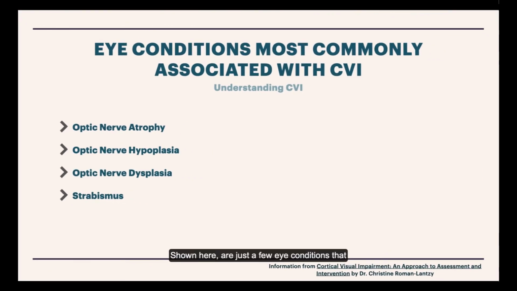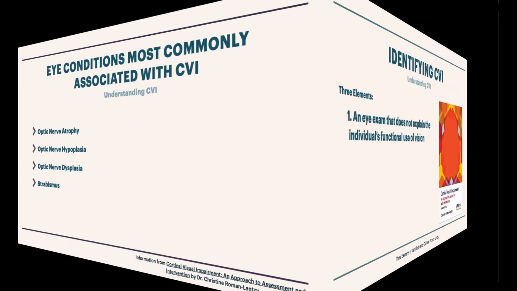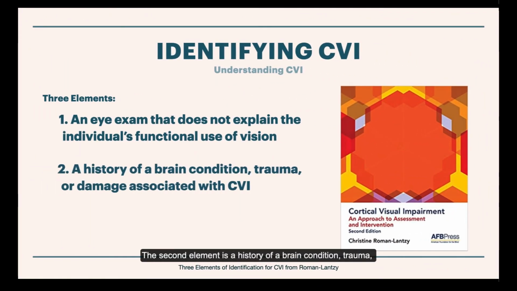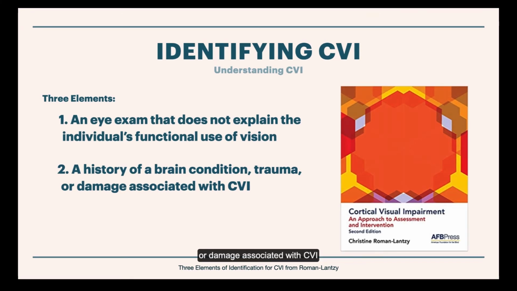Shown here are just a few eye conditions that Christine Roman Lancey has identified as possible associations with CVI. This is not an exhaustive list, and it does not mean that the diagnosis automatically equates to CVI. A child must demonstrate the other three elements as well. Simply, if you see these diagnoses in an eye report, all we're asking is that you be mindful during your evaluation process. The second element is a history of brain condition, trauma, or damage associated with CVI.